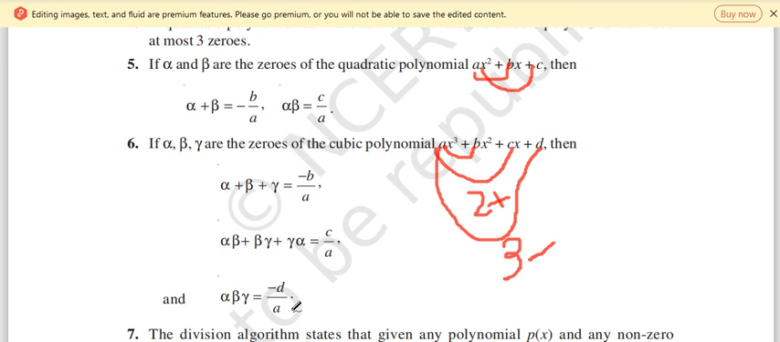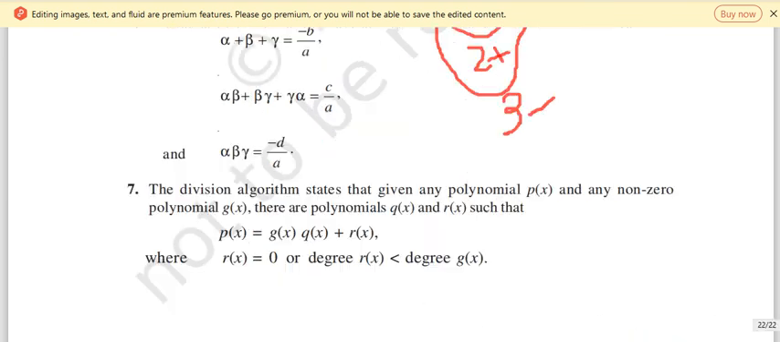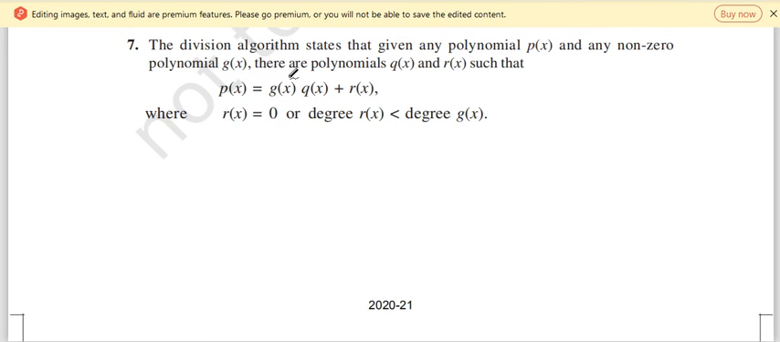The division algorithm states that given polynomials p of x and a non-zero polynomial g of x, there exist q of x and r of x such that p of x equal to g of x into q of x plus r of x, where r of x equal to 0 or degree of r of x less than degree of g of x. Okay.